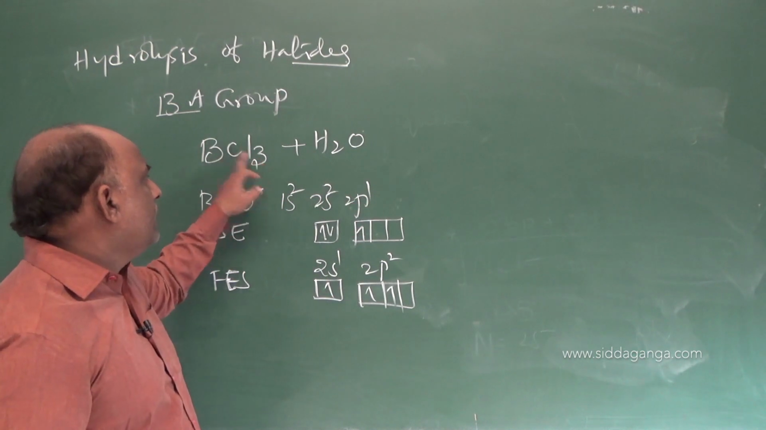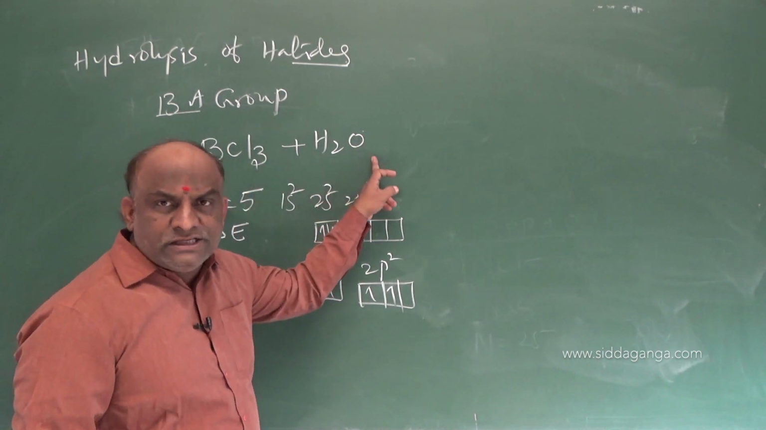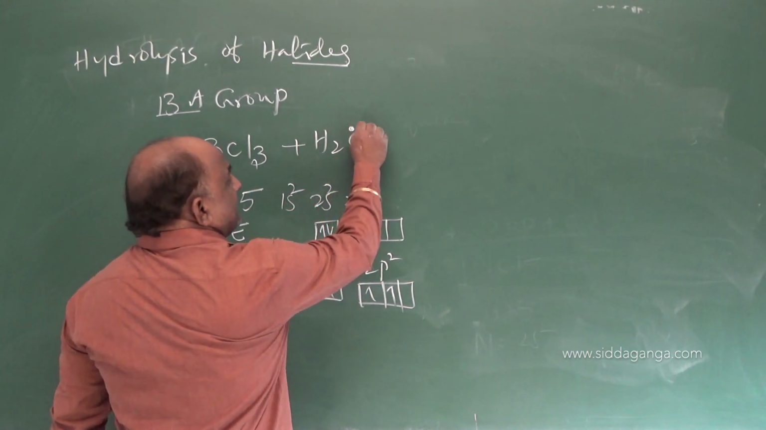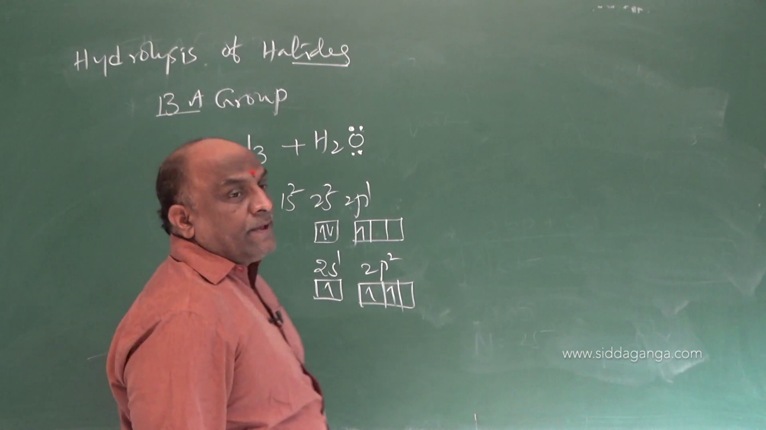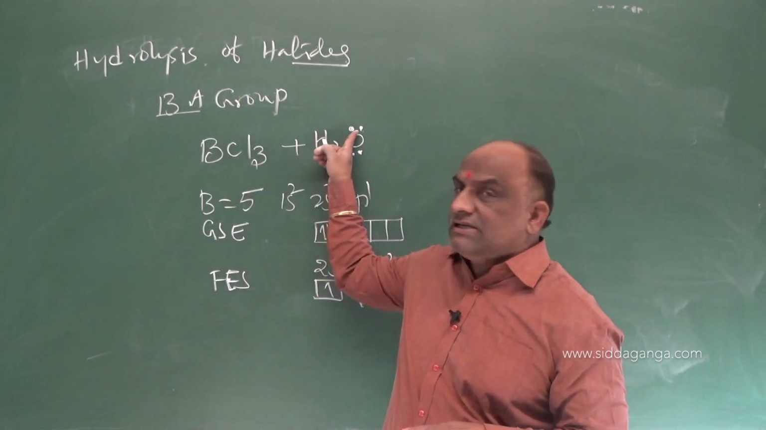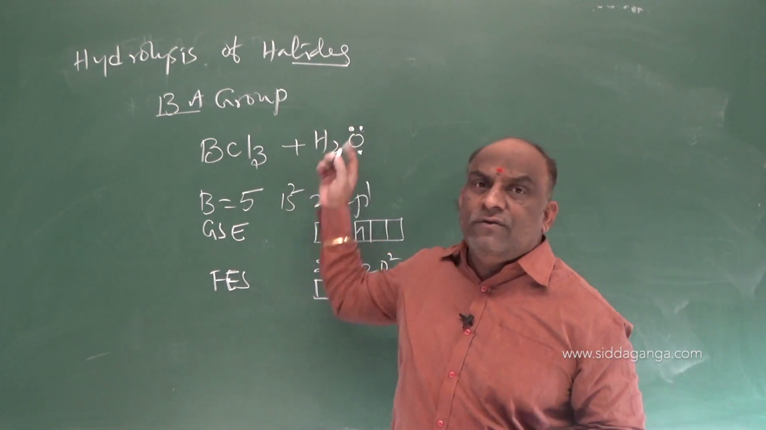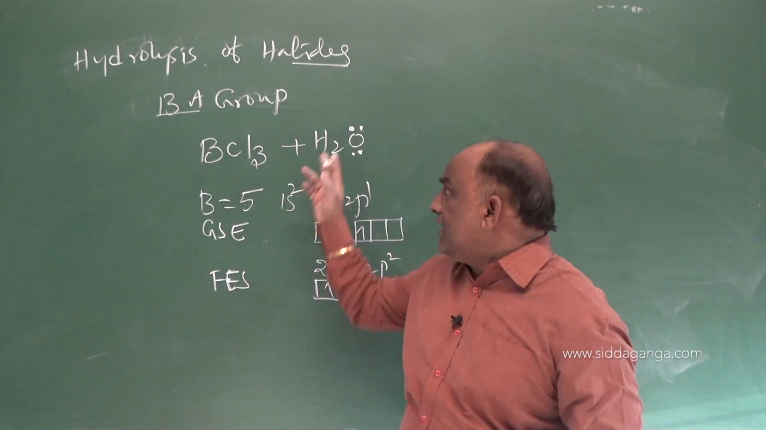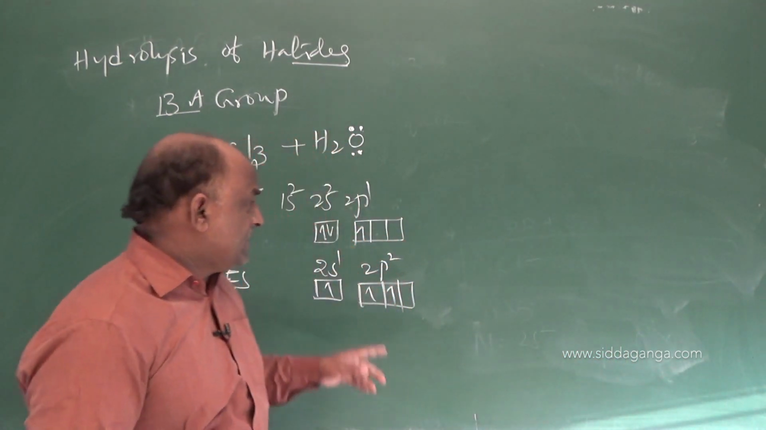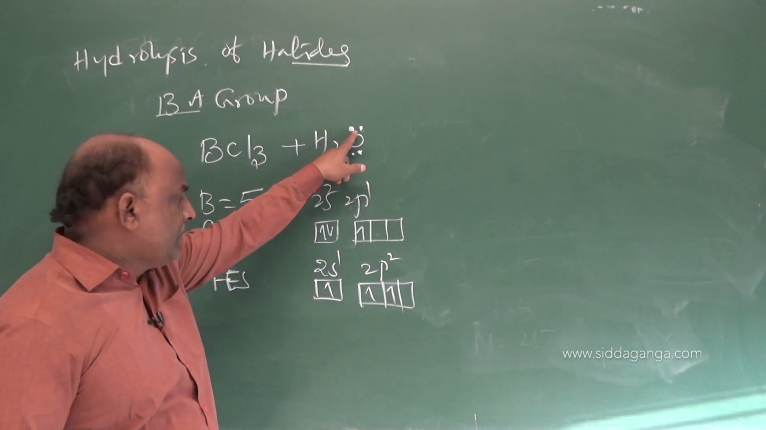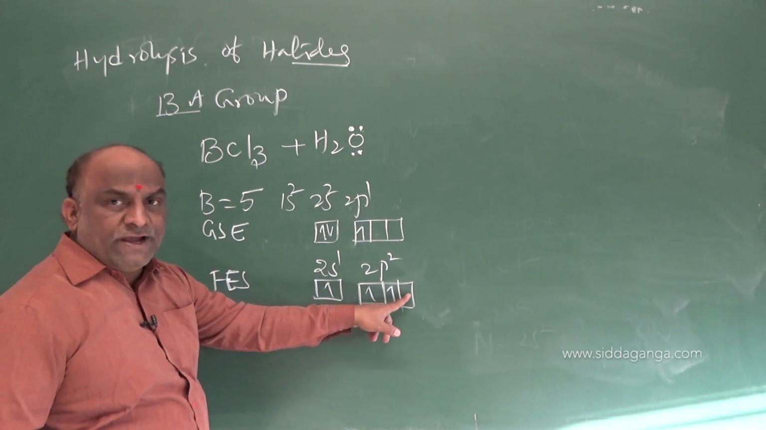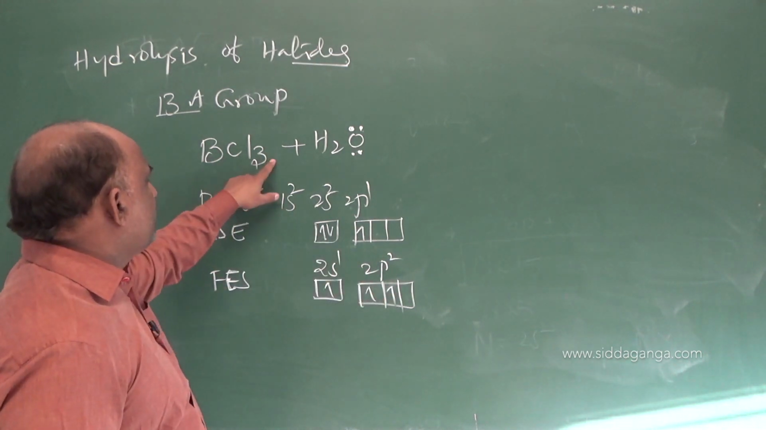Then boron trichloride on hydrolysis, because of oxygen in the water molecule. In a water molecule, the oxygen atom contains two lone pairs of electrons. This lone pair requires a vacant orbital. Due to that reason, the hydrolysis reaction takes place in the presence of vacant orbitals. So here a vacant orbital is present in this example: the boron 2p vacant orbital.